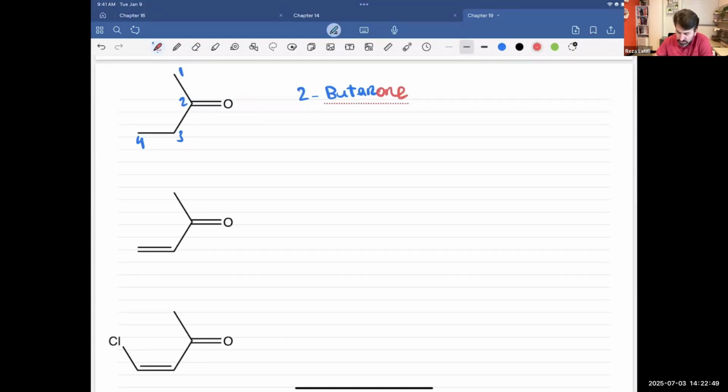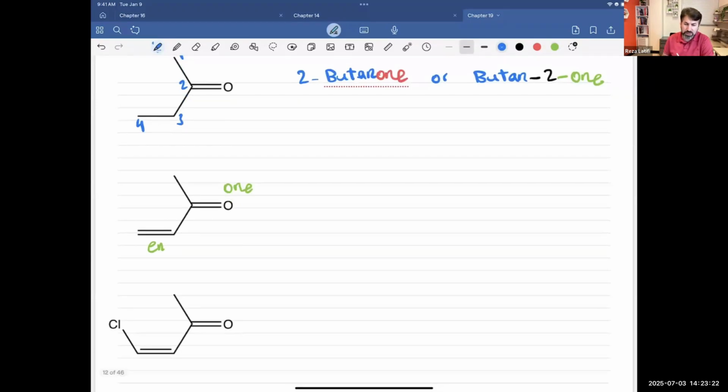Or, okay, I can simply say butane. Okay, get rid of the E. Now say where the double bond, so where the carbonyl group is, 2, and then say one. Okay, I have a double bond. Double bond, I'm supposed to say en for it, and for the carbonyl, I'm supposed to say one if it's a ketone.